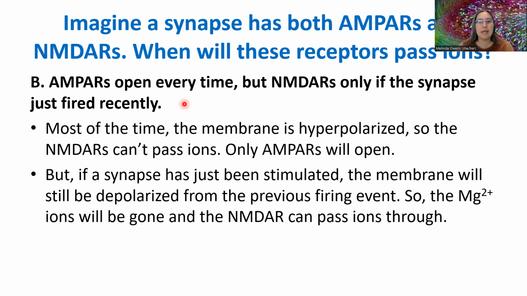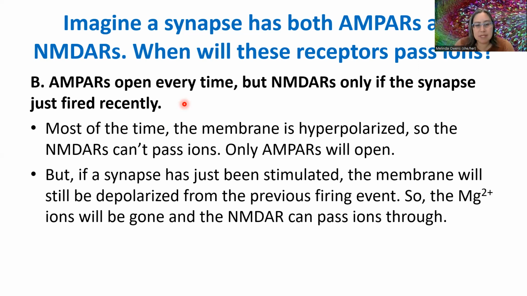Well, basically, whenever the glutamate is released, AMPA receptors will open every single time. It's only glutamate gated. However, NMDA receptors will only open if the synapse fired just recently. Most of the time, if you recall, the NMDA receptor is voltage gated. It has that magnesium ion that is blocking the pore, and that will only be kicked out if the postsynaptic membrane is depolarized. Most of the time, the membrane is hyperpolarized, so the NMDARs can't pass ions. So this includes at rest. Only the AMPA receptors will open.